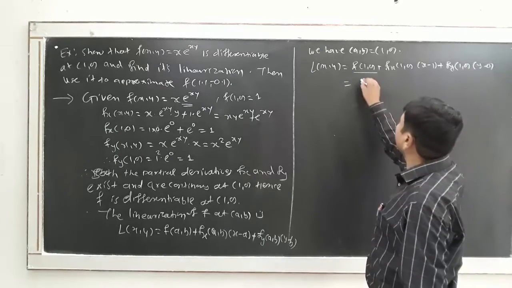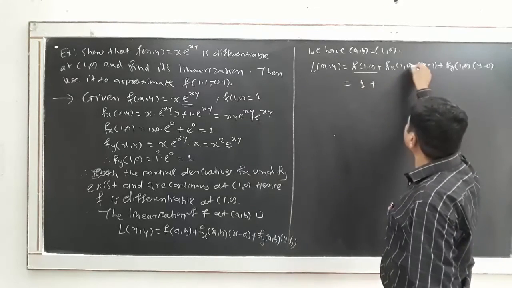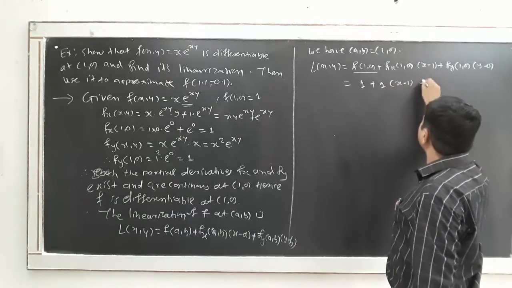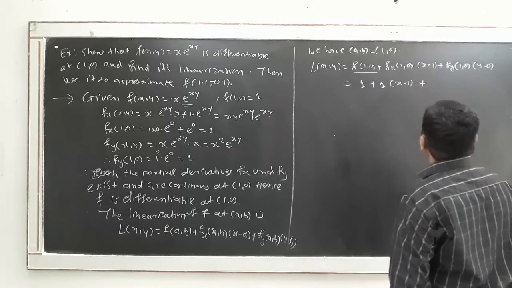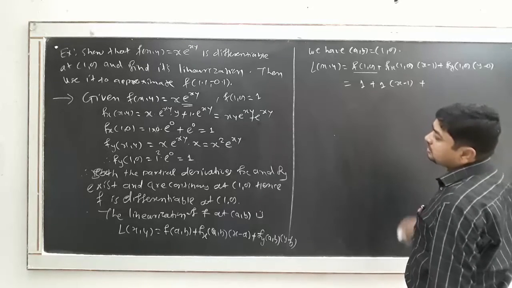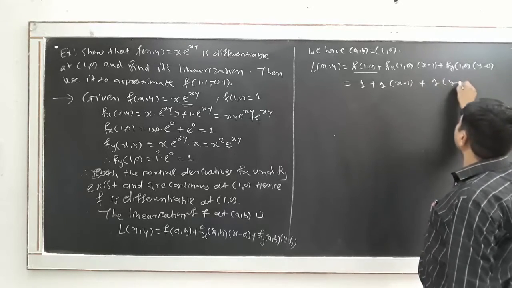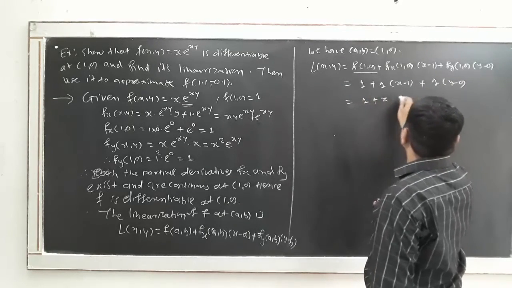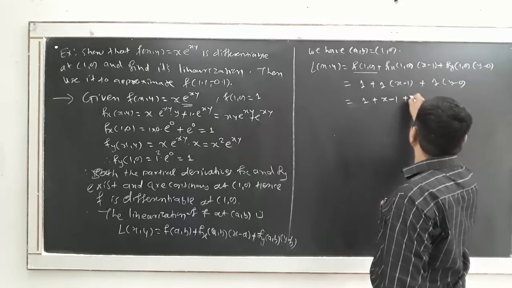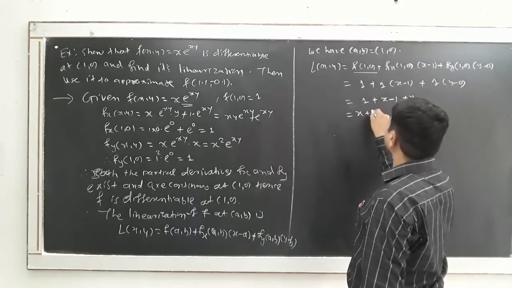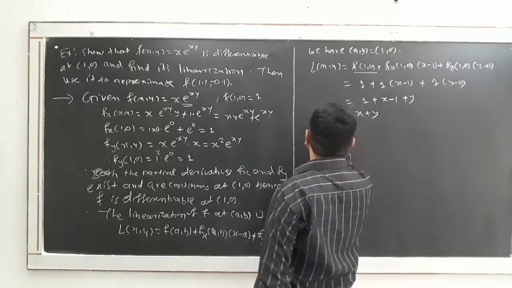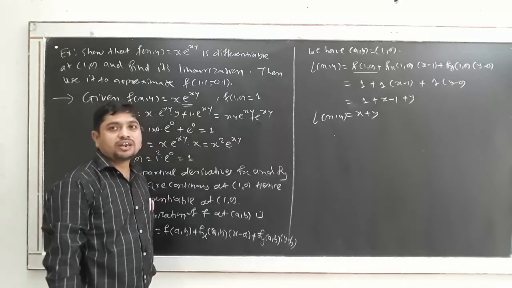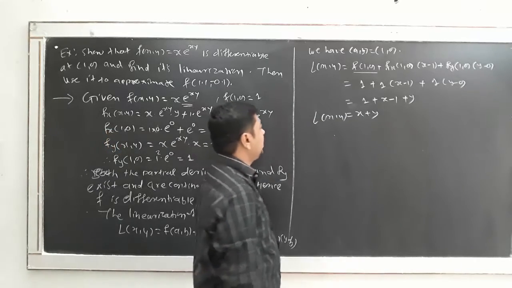F of 1, 0 is 1, plus fx at 1, 0 is again 1 into x minus 1, plus fy at 1, 0 is again 1 into y minus 0. So what should this be? 1 plus x minus 1 plus y, and this should be x plus y. Therefore, L of xy is equal to x plus y. This is the linearization or linear function for the function f.